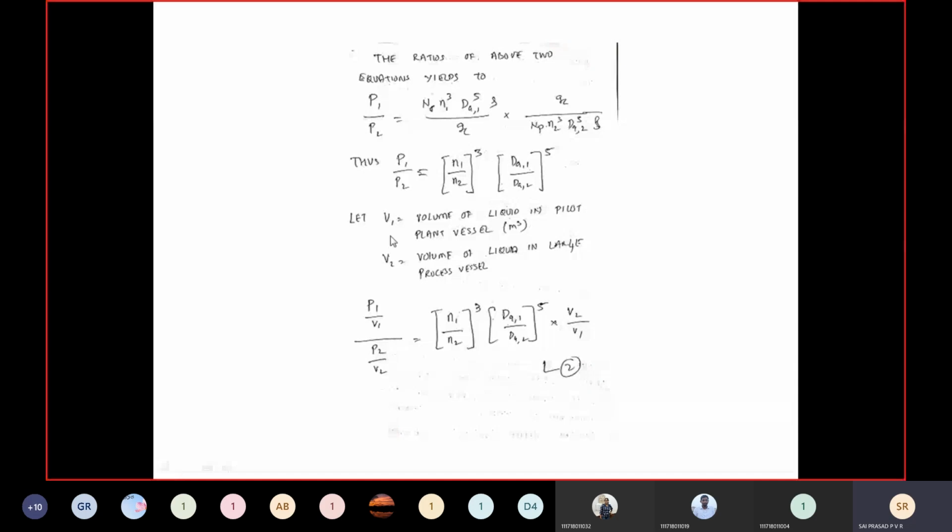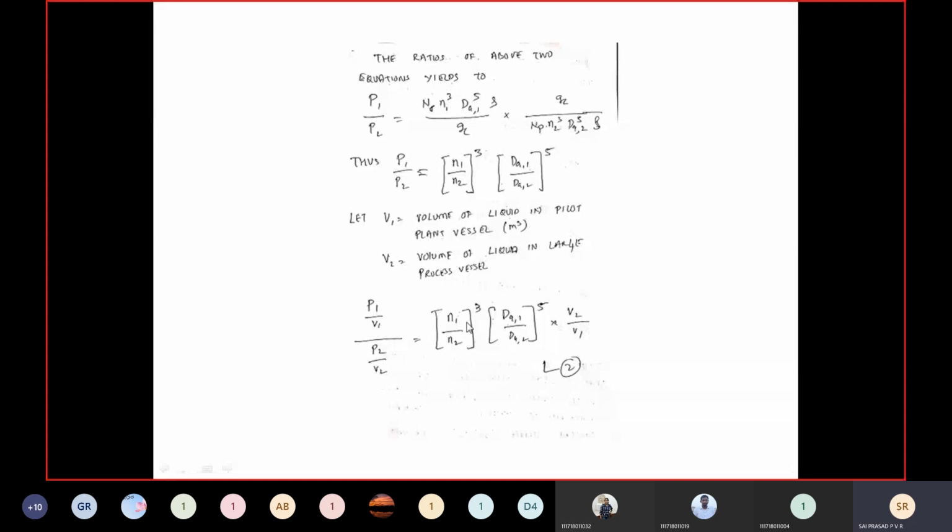Now what I write is V1 is equal to the volume of the liquid in the pilot plant vessel. Similarly, V2 is equal to the volume of the liquid in the large process vessel. So now what I will do, I will divide P1 by V1 and P2 by V2. Why am I doing this? Because I said one thing we are supposed to keep constant. What is that, sir? Power per unit volume should be the same. So hence I have written this. When I am doing this, equally I should multiply this side also. Then only mathematically it will be balanced.